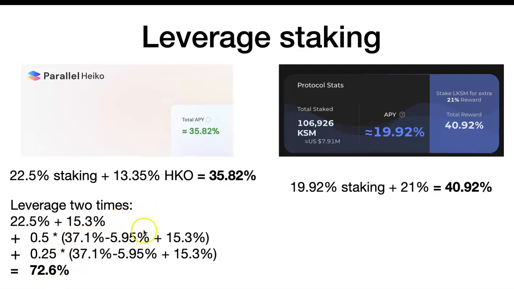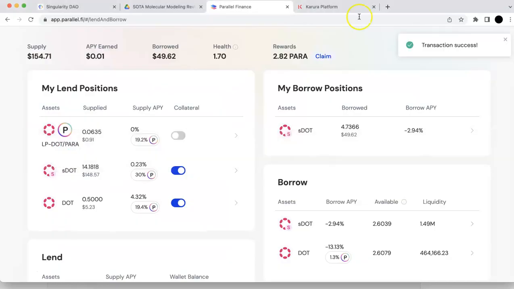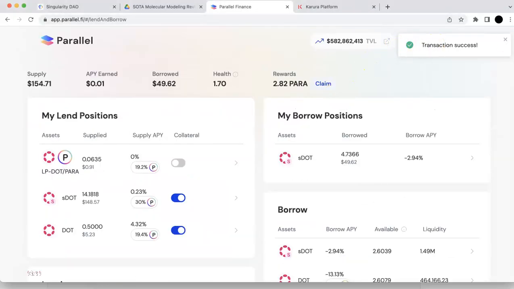So I can get additional staking rewards. Of course, you have to consider the interest you need to pay. So I have this one. I have to pay 5.95 percent interest, but I can still lend it, right? So I will get the actual rewards again. So just to show you the KSM, we come back to the KSM again.